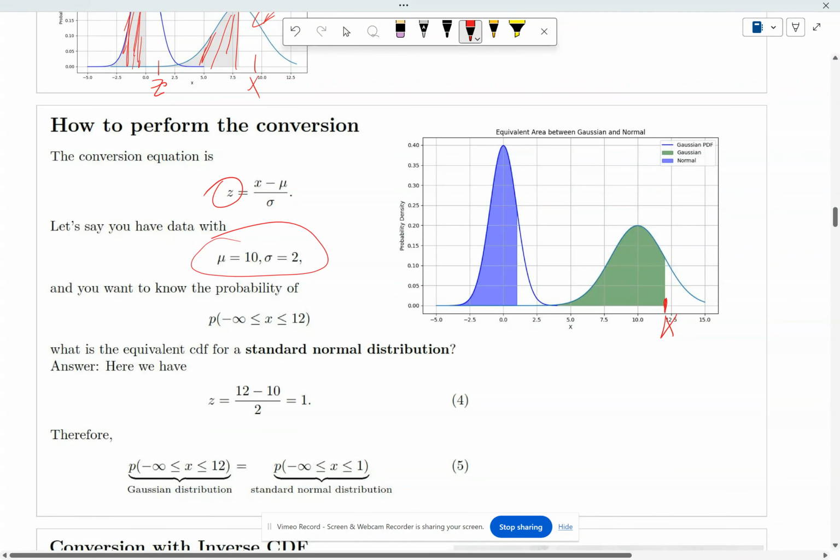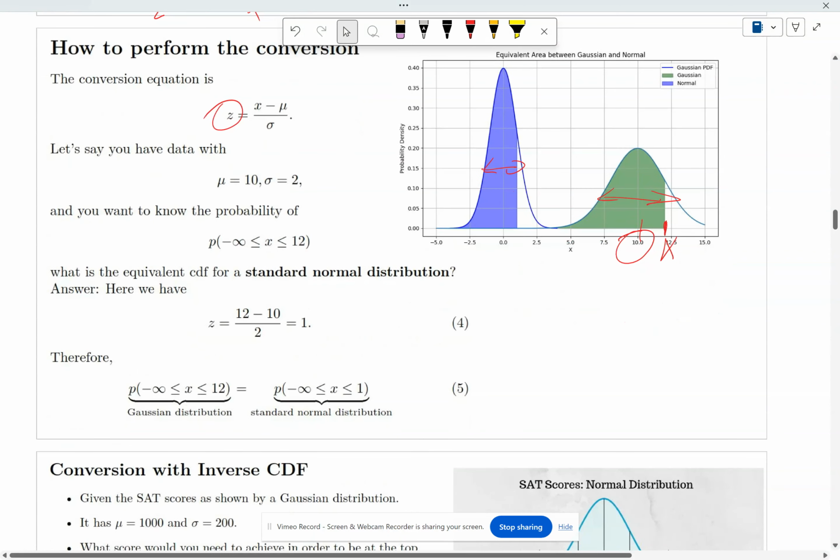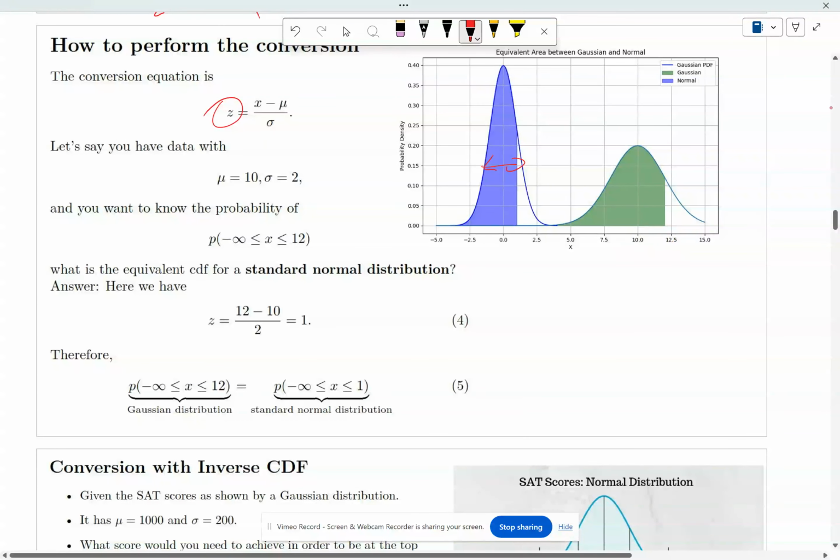So let's say you have a Gaussian distribution where the center is at 10, and the standard deviation is 2. So this is a relatively fat one compared to this. And we want to know the probability that is less than 12. Okay? So 12, we want to know the area for green.